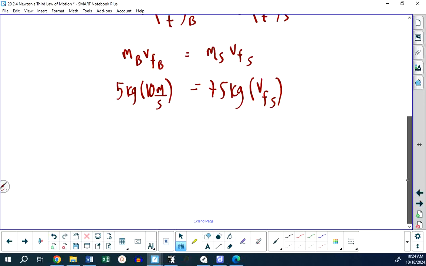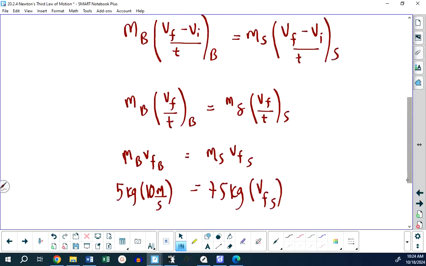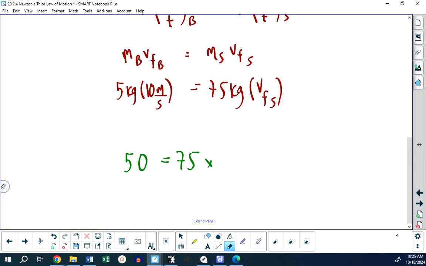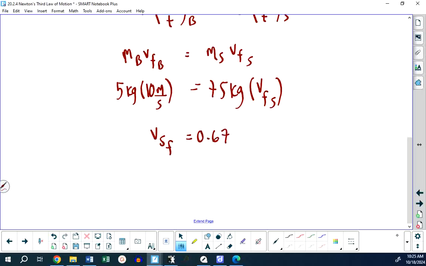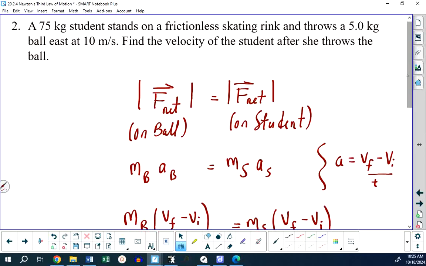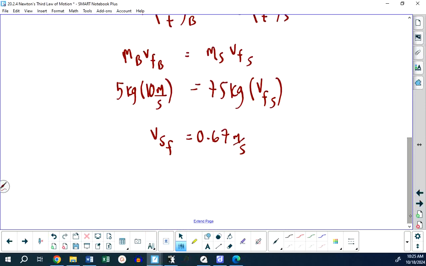Forgetting about units, you end up with this little equation. You end up with 50 equals 75x, so you divide both sides by 75. You get 2/3 or 0.67. So the speed of the student afterwards is 0.67 meters per second, and it will be in the opposite direction. If you're asked for the velocity, then you have to go back up and look at these directions and say, the ball was thrown east, the student is going to be moving west.